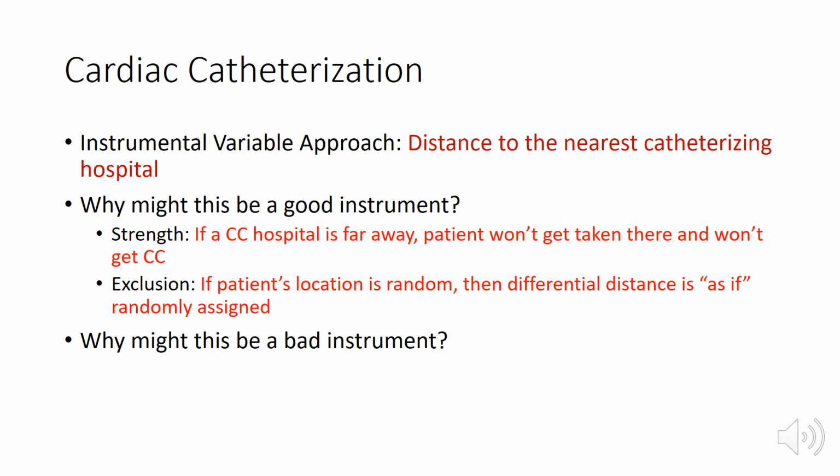Why might this be a bad instrument? The reasons why it might be a bad instrument is basically if you just flip strength and exclusion in reverse, right? If it's not a strong instrument, it's a bad instrument. And if it's not an exclusive instrument, it's a bad instrument. So knowing what we know about cardiac catheterization, which again isn't much, we sort of sped over the medical aspect of it, why might this be a bad instrument?